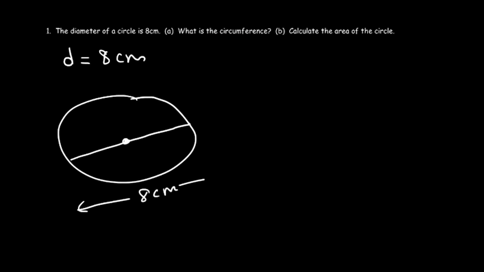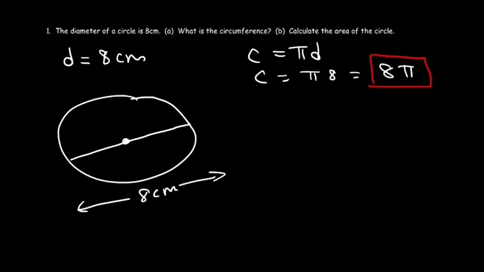This is 8 centimeters. The circumference is simply pi times the diameter. So it's pi times 8, or you can write it as 8 pi. So that's the exact answer of the circumference. Now, if you want to get the decimal value for that, just type in 8 pi in your calculator. And so you should get 25.1 centimeters as the circumference. So that's a rounded answer.